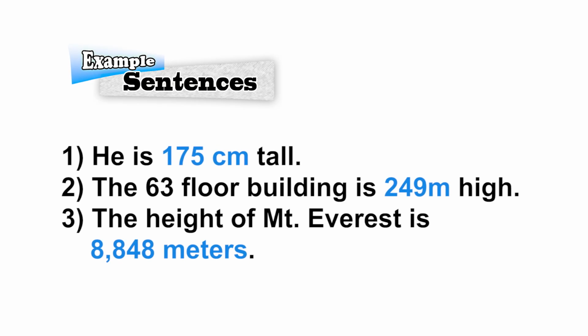All right, let's start with the first example. He is 175 centimeters tall. The next example: the 63-floor building is 249 meters high. We use tall for people, but for buildings we would probably use high. So the 63-floor building is 249 meters high.